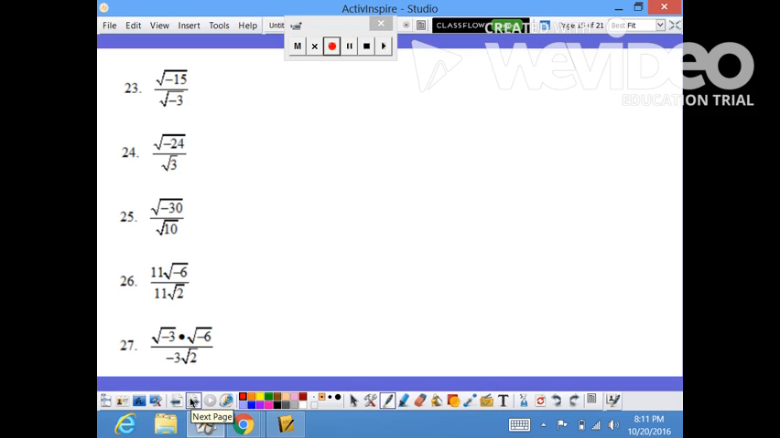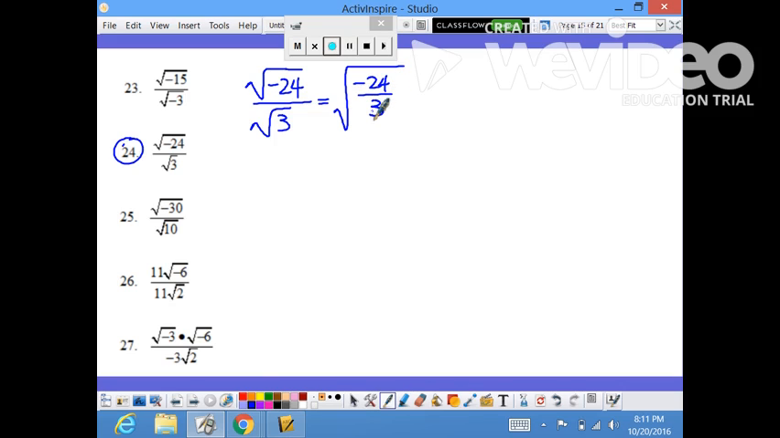Moving on. Question 24. You have the square root of negative 24 over the square root of 3. Again, if we use the definition that we talked about, the square root of a divided by the square root of b, let's bring it under one umbrella. So that's going to be the square root of negative 24 over 3. 3 goes into 24 how many times? That's 8 times. And a negative divided by a positive is negative. So we're really simplifying the square root of negative 8.